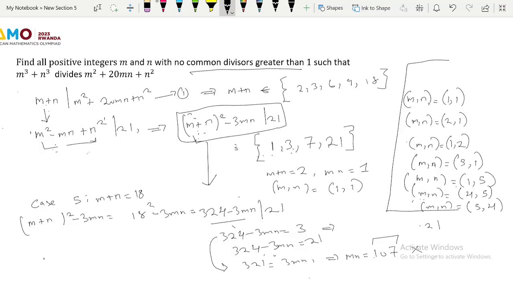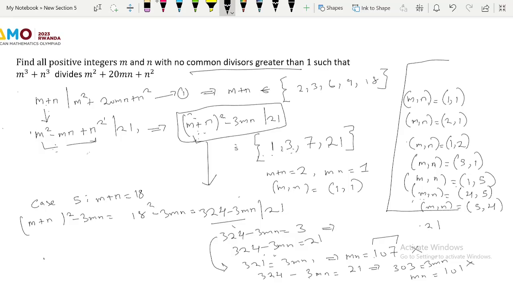So for the other one, we have 324, and then we have 303. When you subtract and then divide, mn is 101. This is also prime, so there are no solutions. So for the last case, there are no solutions, because two primes already make this too big. So we've come to the end of this video. These are the only solutions: 1, 1, 2, 1, 1, 2, 5, 1, 1, 5, 4, 5, and 5, 4. So these are the only solutions to this.